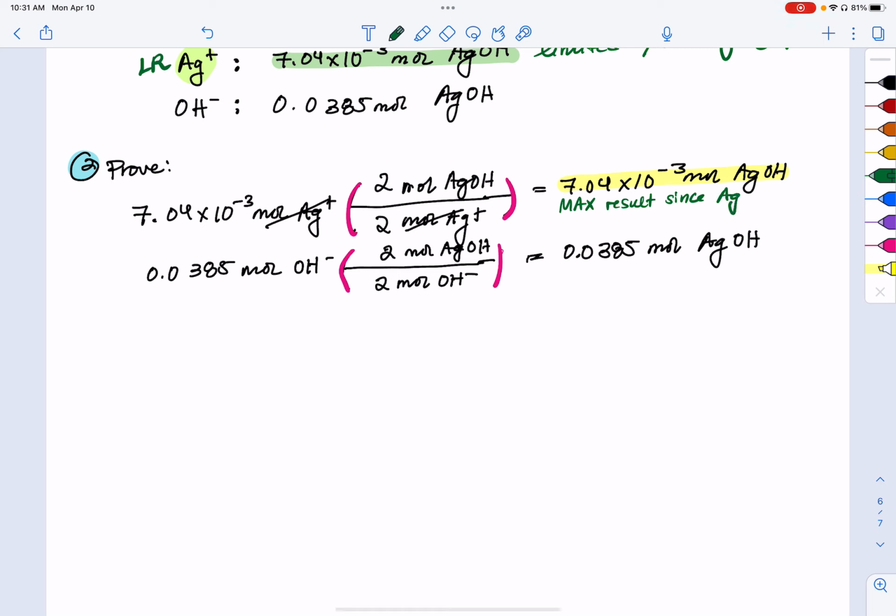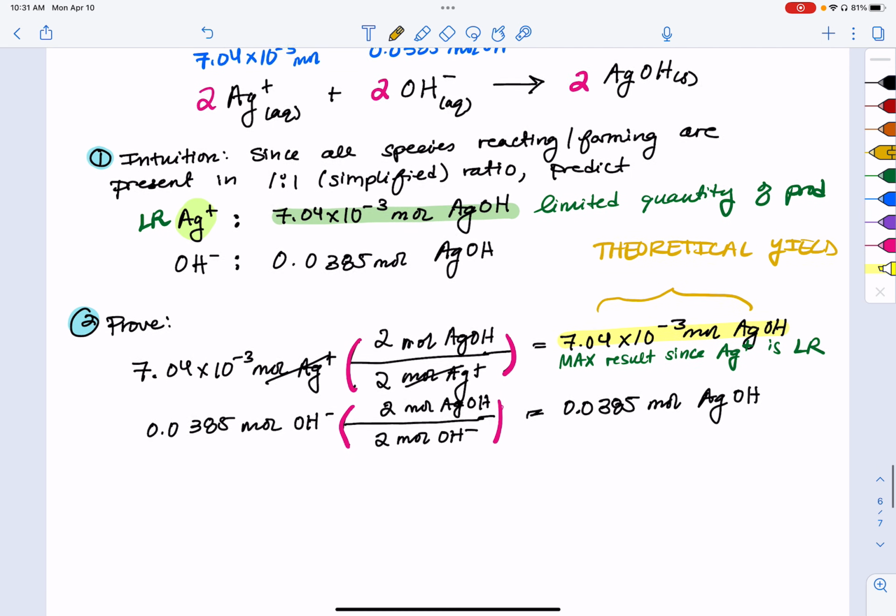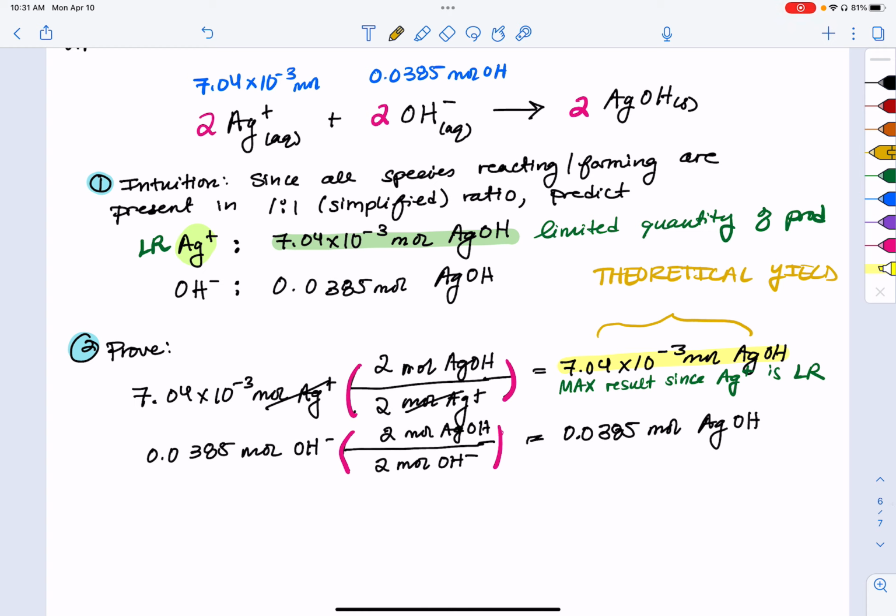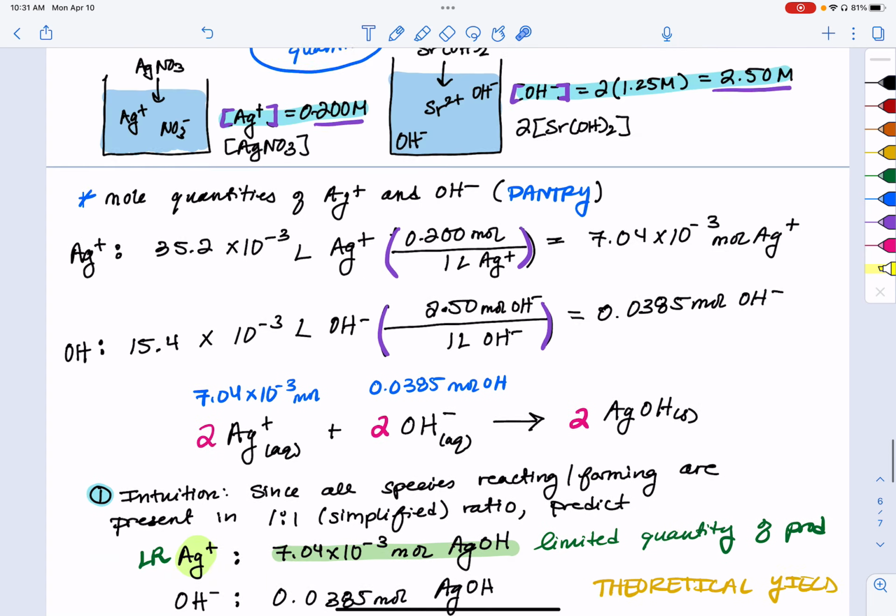Since silver is the limiting reactant, it runs out first. Then we call this quantity the theoretical yield. Meaning, in theory, if everything goes perfectly in this reaction, and I do indeed use up all of my silver that I had available, then I should be able to make this minimized or limited amount of product. Whew. Let's see if we're done.